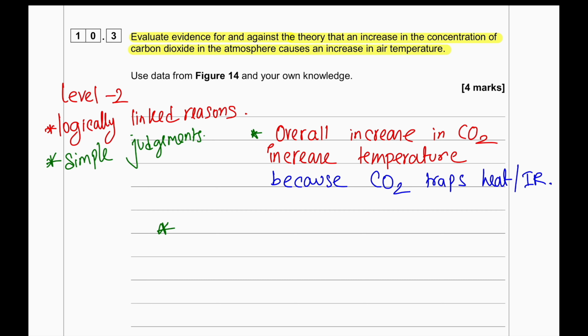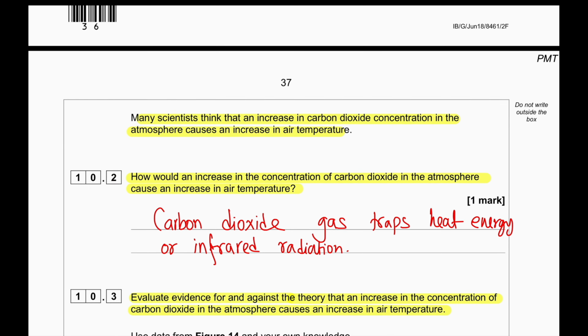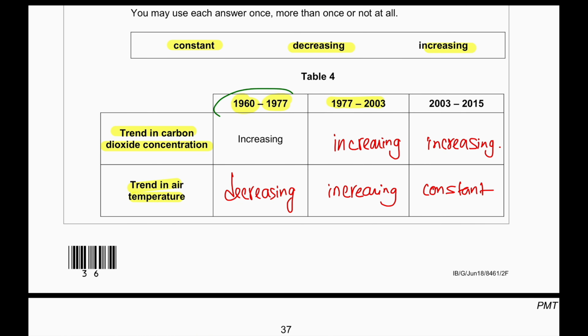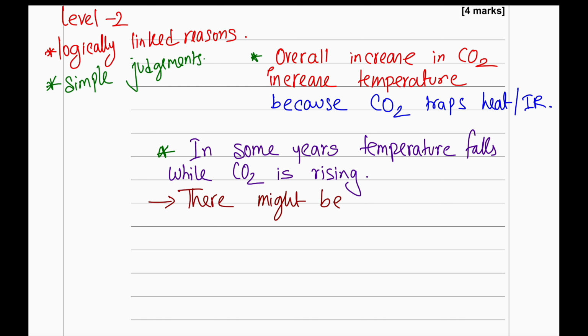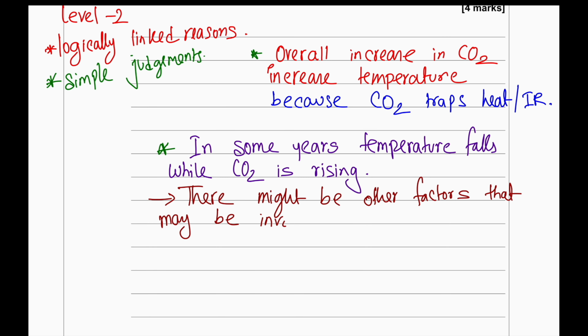Now, in terms of against the theory, we can say, for example, between the 1960s and 1977, even though the CO2 was increasing, the temperature still decreased. So we can say there might be other unknown factors that may be involved in temperature change.